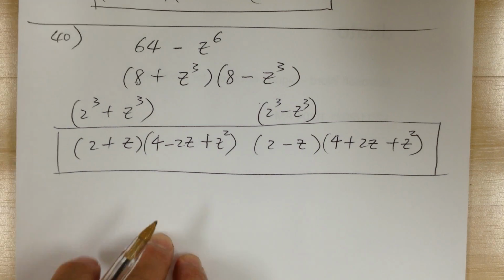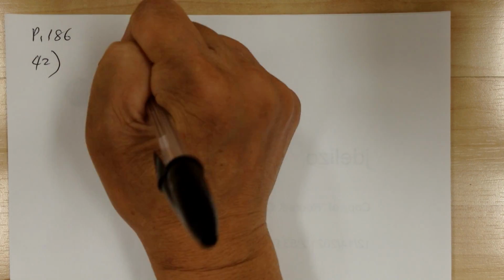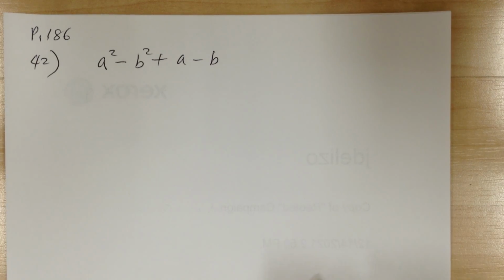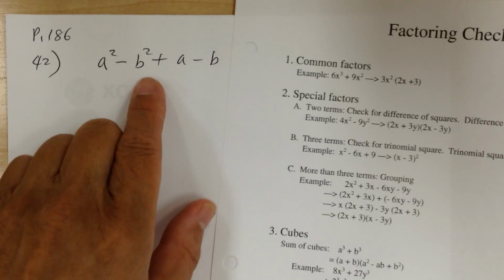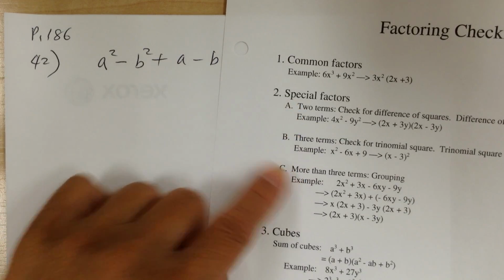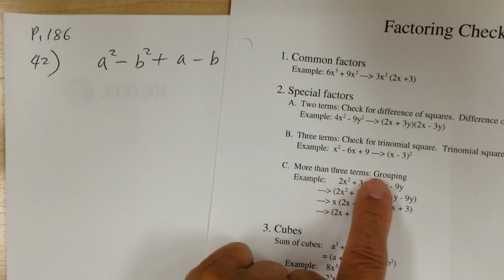Okay, let's go to the next one. So I can go to the checklist. Step 1, common factor, cannot. Step 2, 2 terms, 3 terms, more than 3 terms. So this is more than 3 terms, so you have to try the grouping.